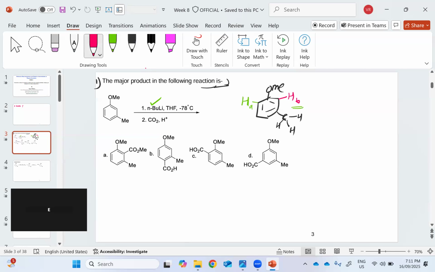So we have the reagent butyl lithium, which abstracts the proton. I'll write it in this form. The terminal carbon will be C negative, and the lithium ion will be positive. This is a strong base, and it has the ability to abstract the proton. And because of the methoxy group, it directs the ortholithiation.